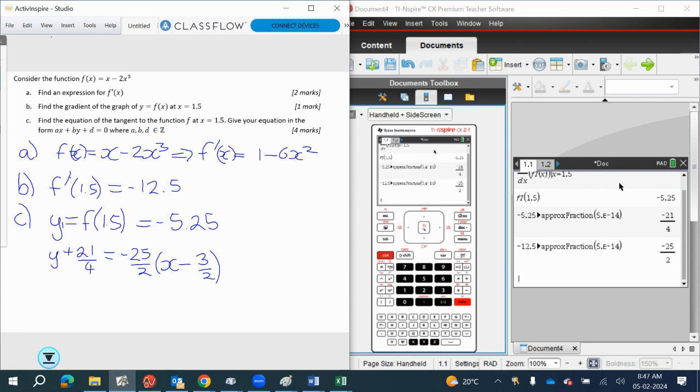So I'm going to times through by 4 now. This will give me 4y plus 21. Here is going to give me minus 50x. And then minus 50 times this is going to give me plus 75. You can do this on the calculator if you want: minus 25 over 2 times minus 3 over 2.